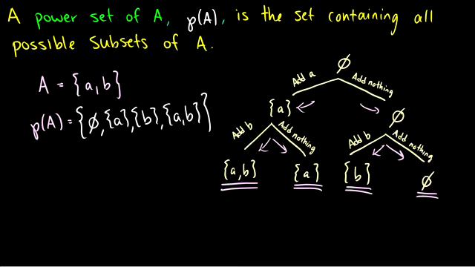Another way of doing this would be to say, okay, the power set, I can have no elements, so I can have the empty set. I could have a set with just one of the elements, so A and B. I could have a bunch of subsets with all the pairs of elements, A and B, and so on and so forth.